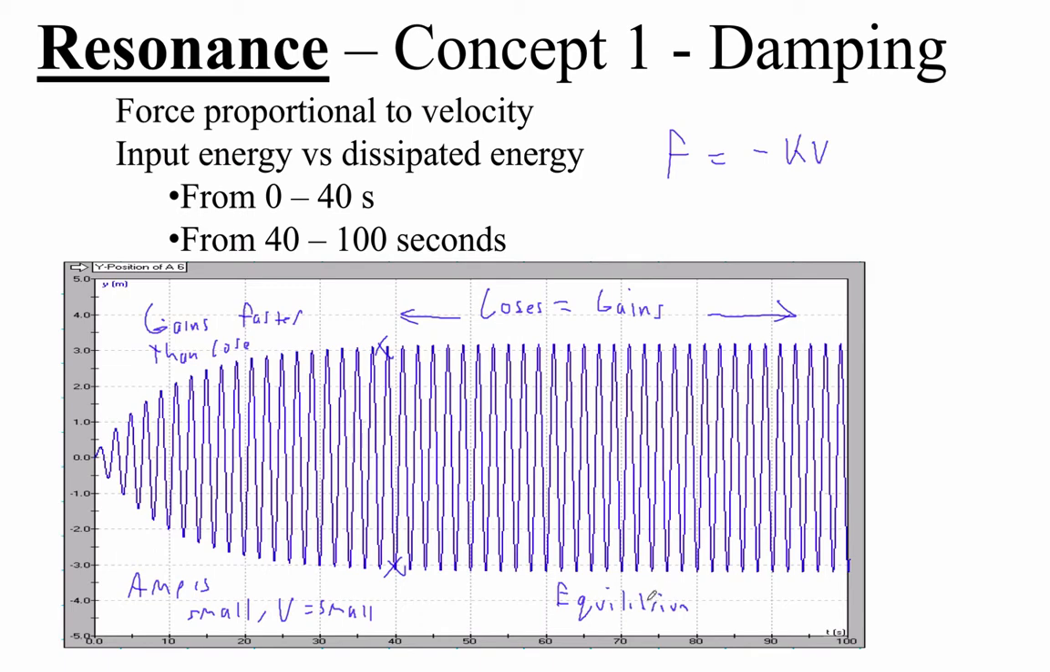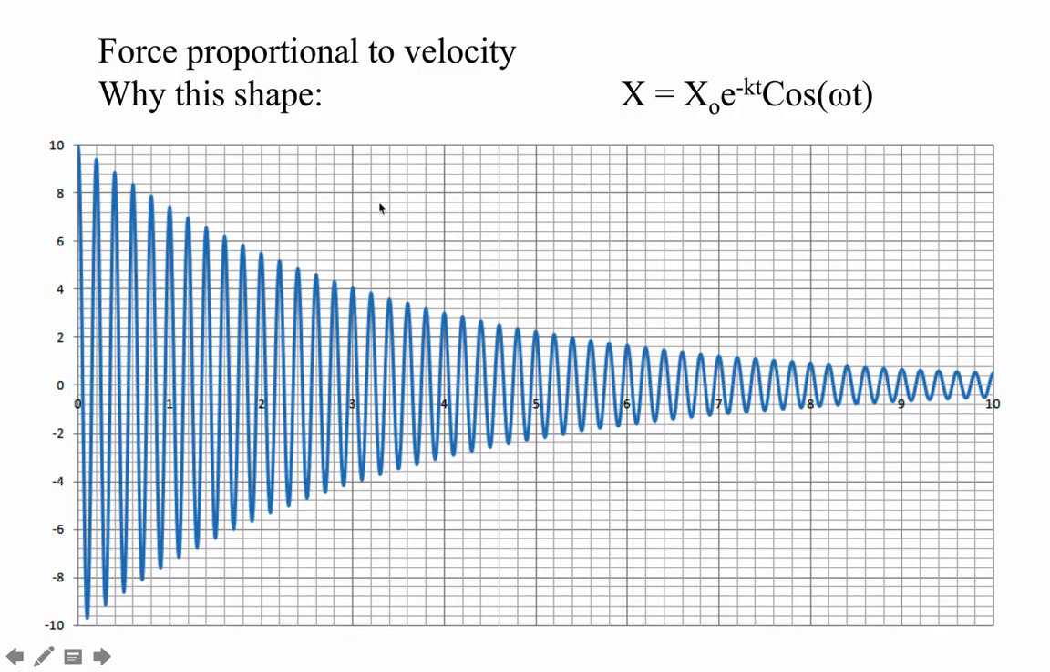All right, so let's look at another slide here. This is the same concept. I'm predicting a question like this on the test. Notice that this envelope kind of looks like an exponential decay. That's because at first it's losing energy fast because the average velocity is fast. The force is minus kv. V is big, so the force is big, and k is a constant. As we go farther along, the average velocity gets smaller and smaller, and therefore the force gets smaller and smaller, so it loses energy at a more gradual rate.